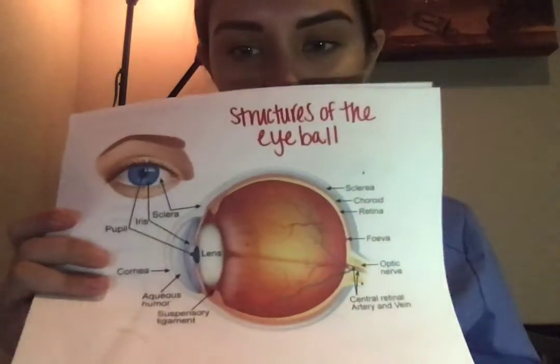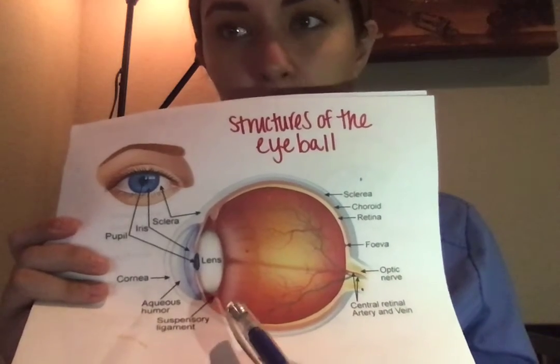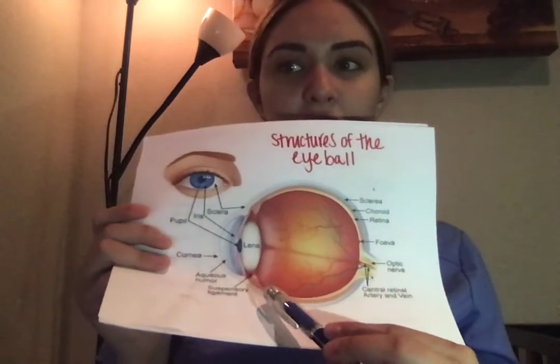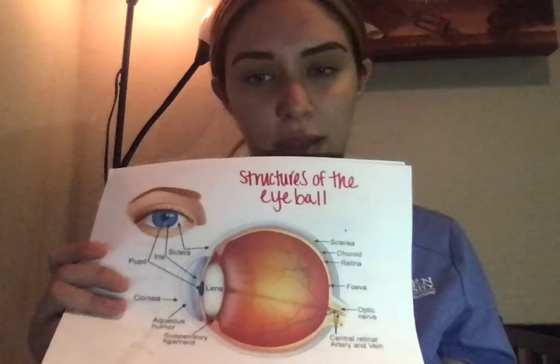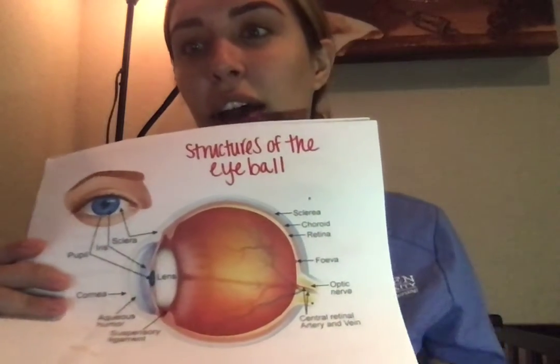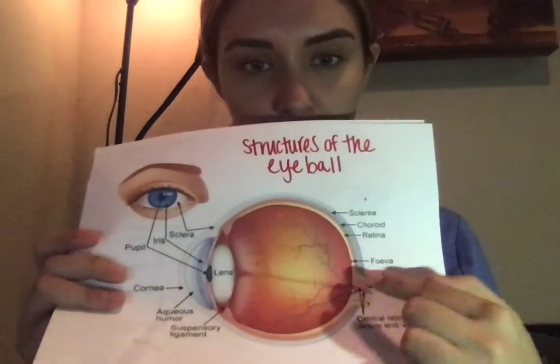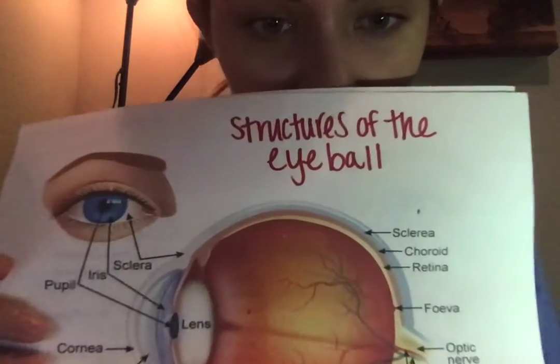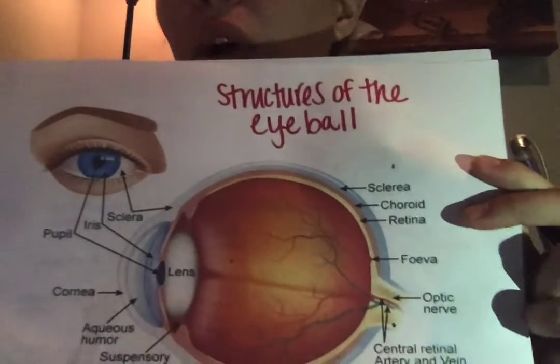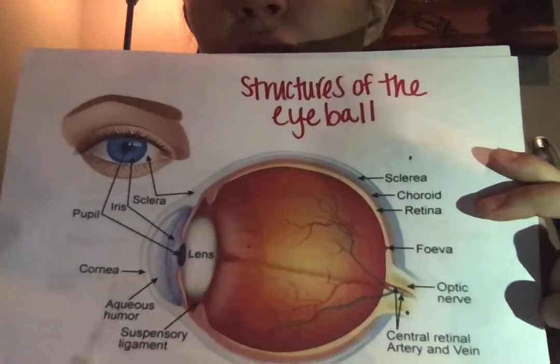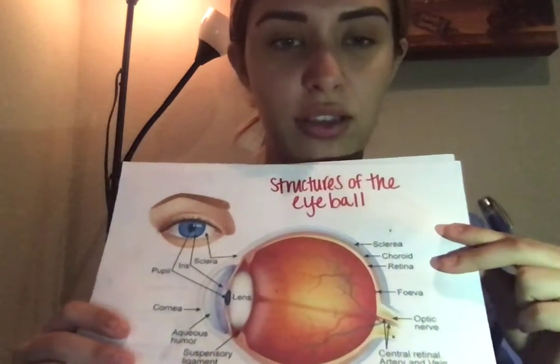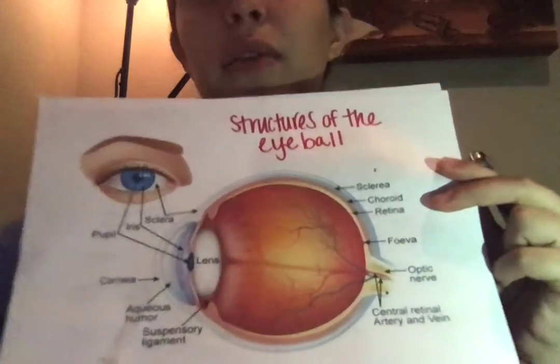And then you have the suspensory ligament here. The suspensory ligament connects the lens to the ciliary body, okay? And then you have the choroid. So I have it up here, one of these layers. The choroid supplies the outer retina with nutrients and maintains temperature and volume of the eye. So a pretty important function there.